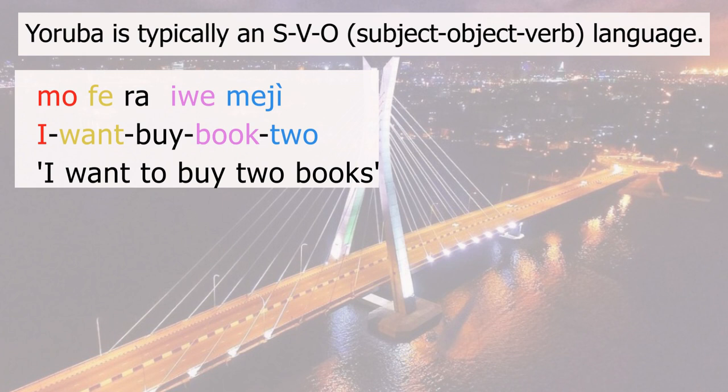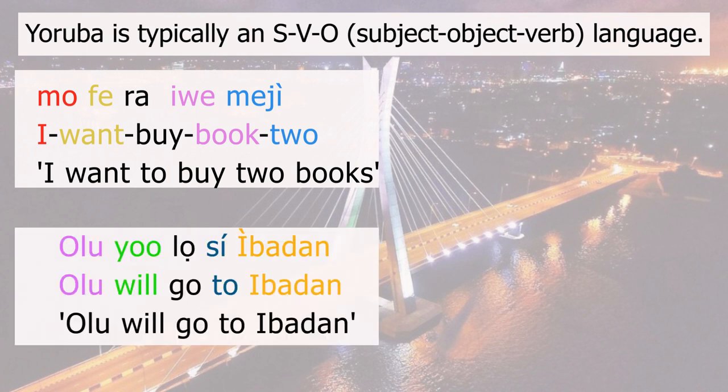And the second sentence here. Olu yo lo si Ibadan. You see, Olu will go to Ibadan. Olu, and yo is the future tense meaning will. Lo means to go. Si is a preposition meaning to. And Ibadan is a city in Nigeria.